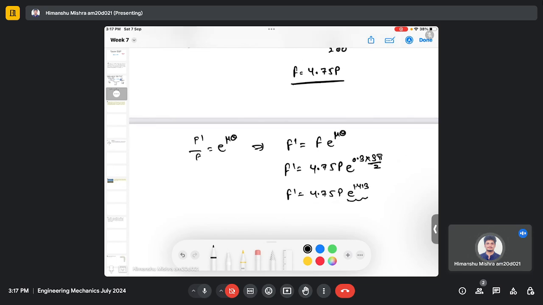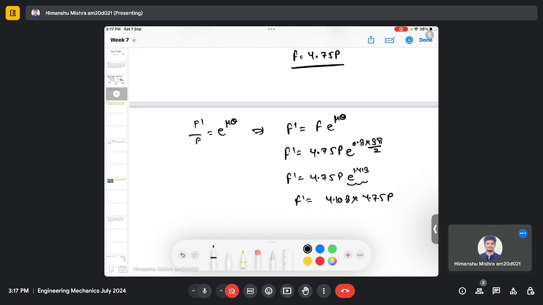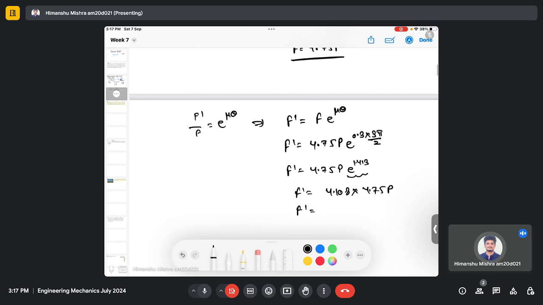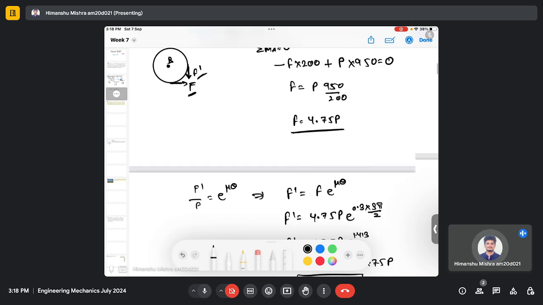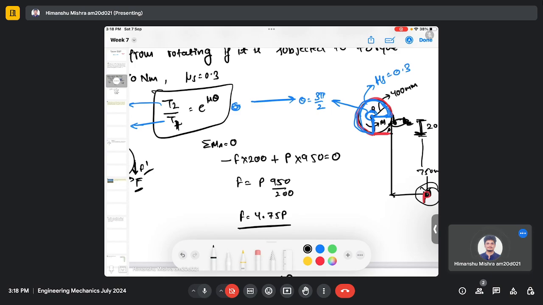So this part is 4.108 multiplied by 4.75 P. On calculation I will have 19.514 P. So this is my F dash. Okay, so earlier we took the moment at point A, which lies here. So this is my point A. When we took the moment at point A, the forces which create the moment are this F and this force P.